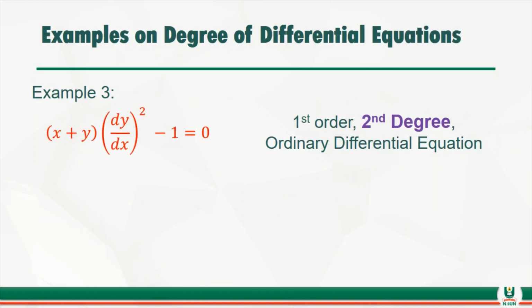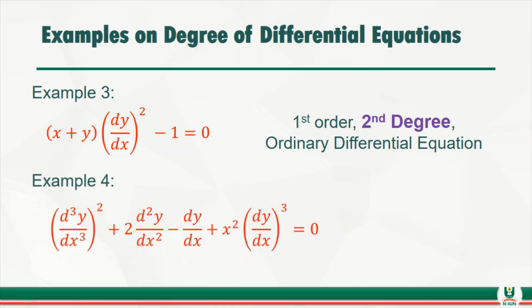Example 3. Look at this problem that we've described before as first order. Now, let's further describe the problem by reference to its degree. You will notice that the derivative is first. And what is the power of the derivative? The power is 2. So because of that, we're going to call this one first order second degree.